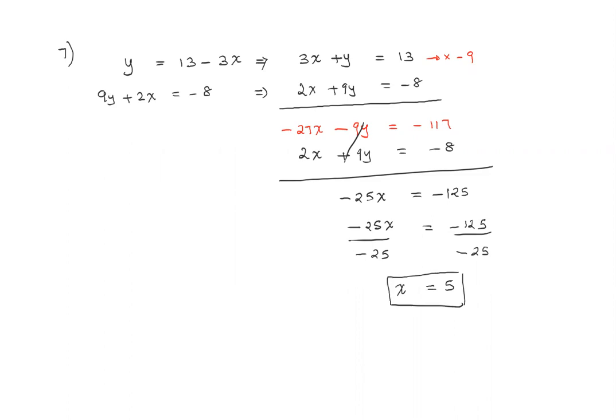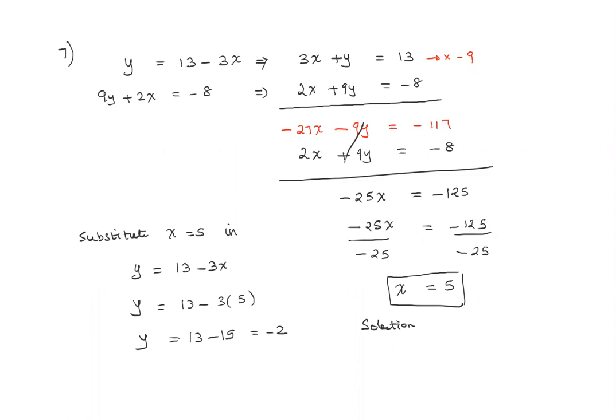So we got the x. Now we can get the y by substituting in any one of the equations. So substitute x equal to 5 in y equals 13 minus 3x. So we get 13 minus 15, which is equal to -2. So the solution is (5, -2). So it's going to be consistent and independent.